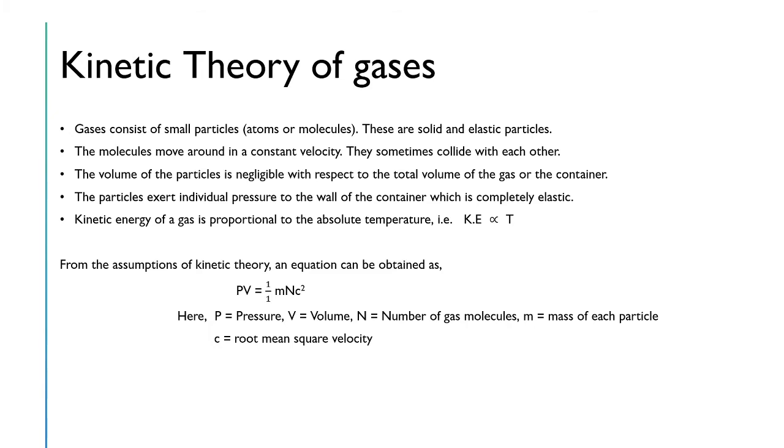This chapter is all about gas and the properties of the gas and the details of gases. So here we are seeing the kinetic theory of gases. So what does it say? It says that gases consist of small particles. It can be atoms or molecules. These are solid and elastic particles. The molecules move around in a constant velocity, and they sometimes collide with each other.